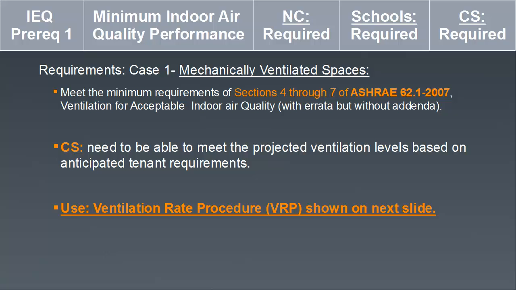Core and shell projects need to be able to meet the projected ventilation levels based on anticipated tenant requirements. There are defaults you can reference in the LEED reference manual to help you calculate this on an actual project. And to implement this, you want to use the ventilation rate procedure shown on the next slide.